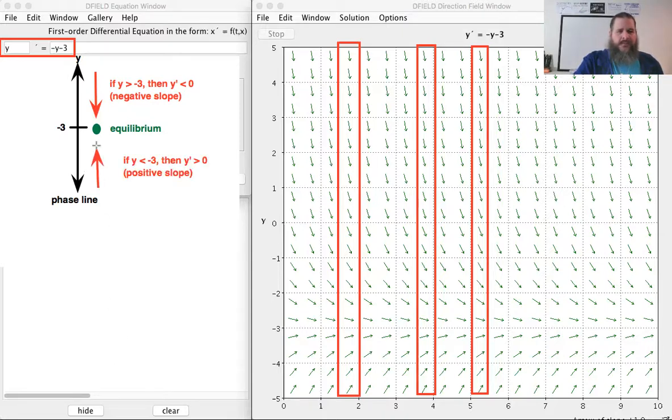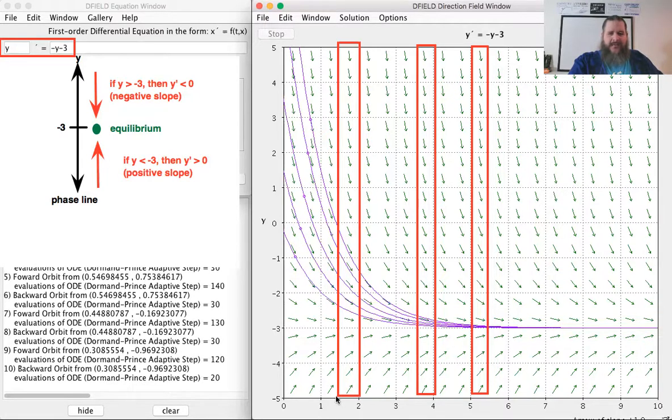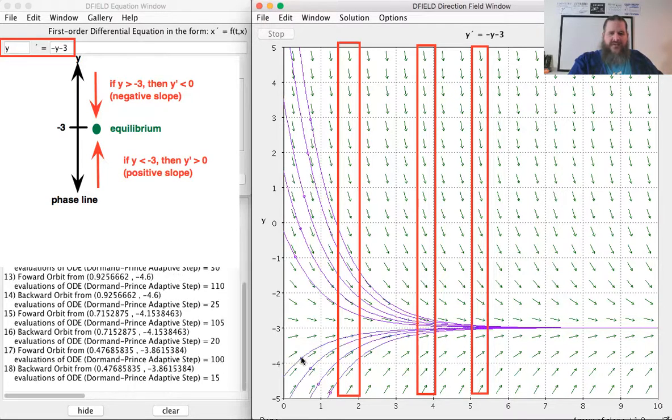So this diagram, this phase line, means that if y is -3, then it's steady. It'll just stay there forever. But anything above -3 gets pushed down towards -3, such as all of these curves. And anything below -3 gets pushed up towards -3. So without even the direction field, just based on this phase line, what kind of equilibrium is this? It's stable because it's always going to be at -3 at that point.